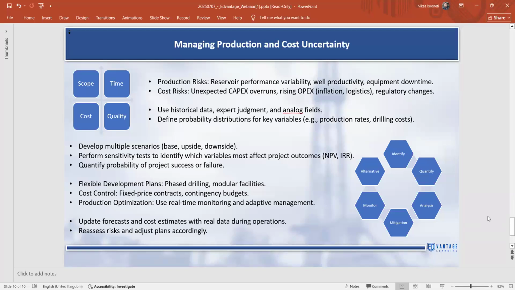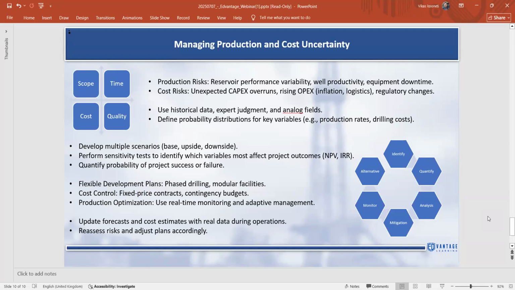And then how do you analyze? Based on whatever you have, you're going to develop multiple scenarios considering a base case, best case and worst case. You might run a sensitivity test on that, considering how it would affect your net present value and internal rate of return. And how do you quantify the probability of project success or failure? Maybe your oil prices are very high and your production is stable, but you have a lot of other costs, your OPEX is too high, or your tax or PSA conditions are too high, where you're not going to make a profit, right?